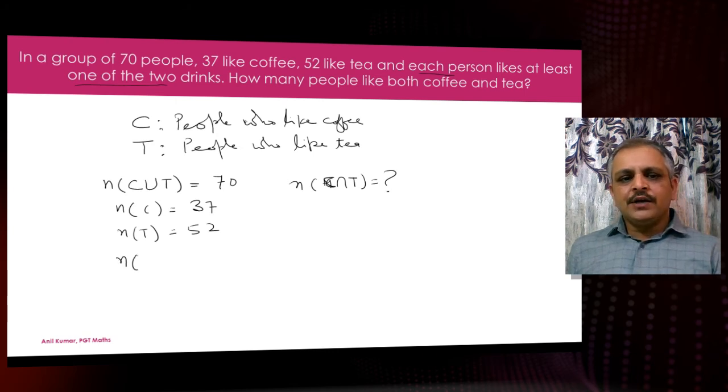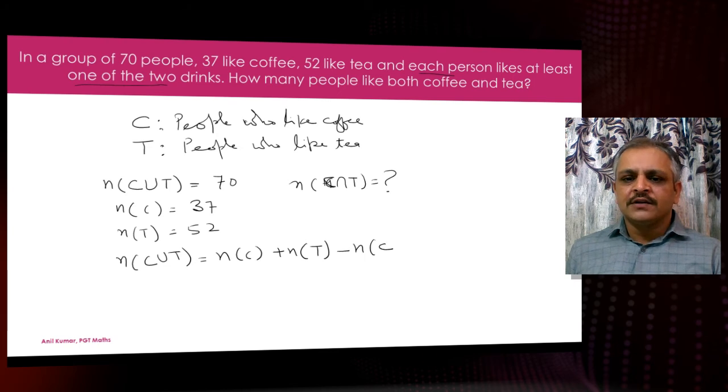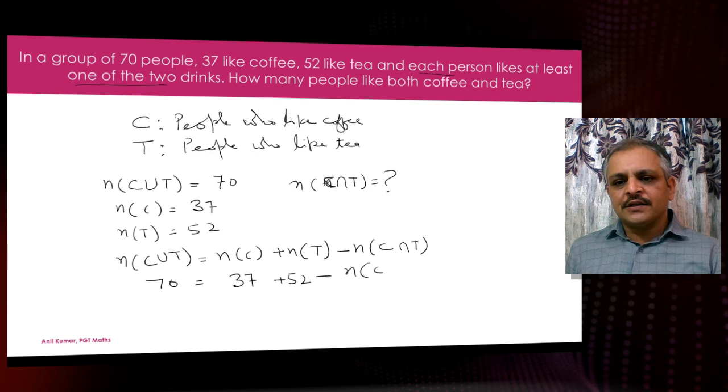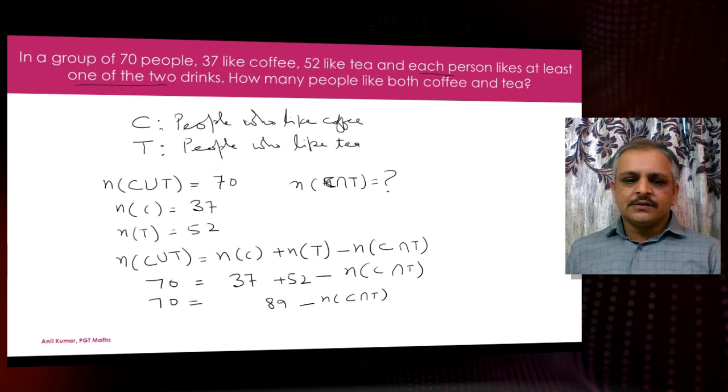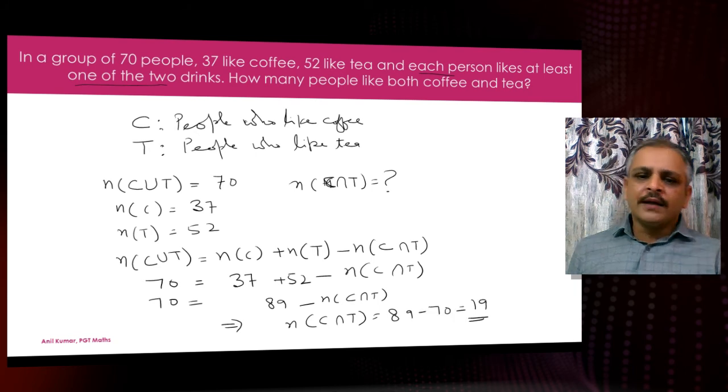So dear children, C union T will be number of people in set C plus number of people in set T, minus the common, whatever is C intersection T. Let's put the value 70, 37, 52 and this we have to find out, C intersection T. So 70 is equal to 89 minus number of people who like both the drinks. So our answer will be C intersection T will be 89 minus 70, that is 19 people who like tea and coffee, both.